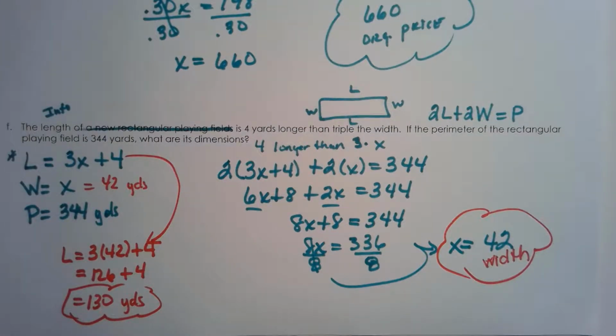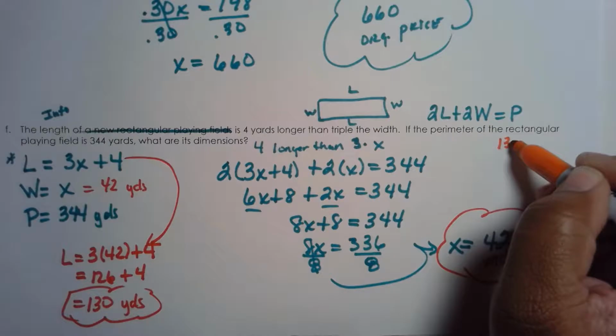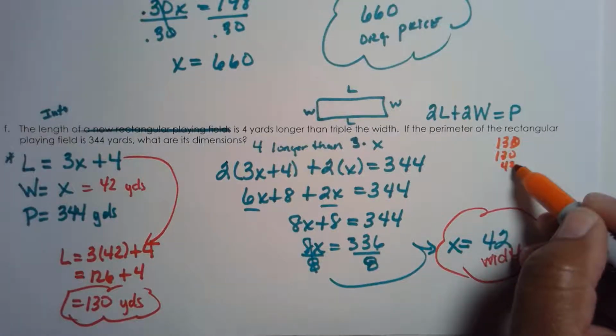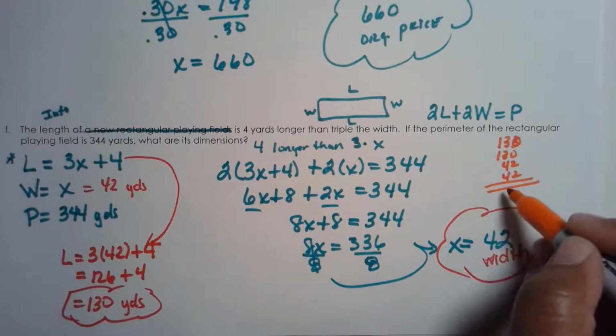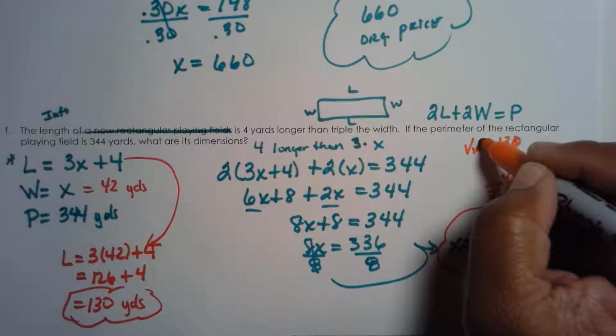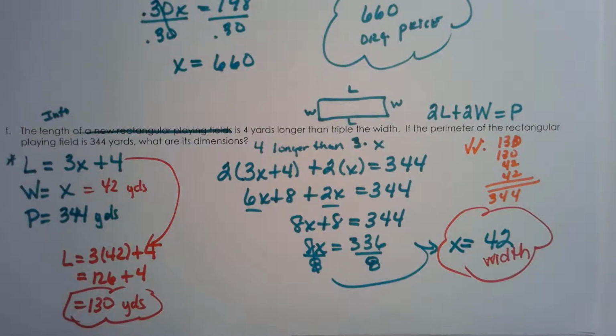Now, if you want to double check your work, we can add 130 twice. We can add 42 twice. And it's going to total to be 344. That's how we know that our solutions are correct.